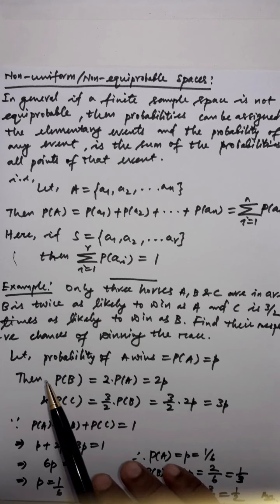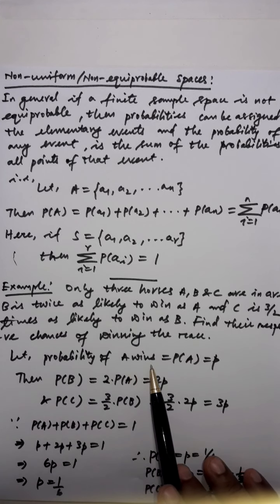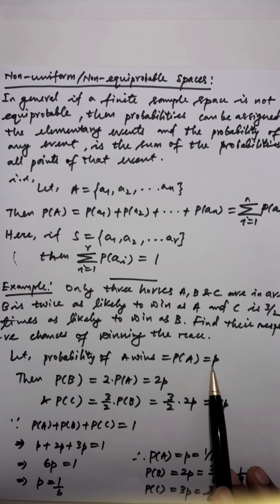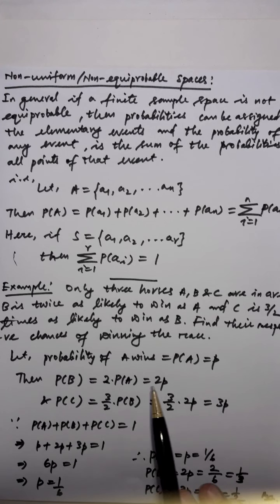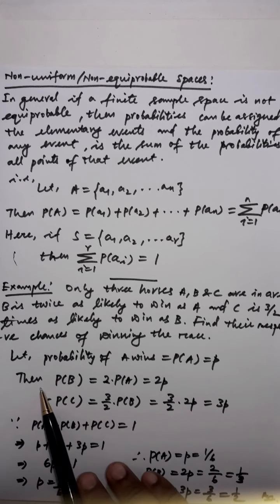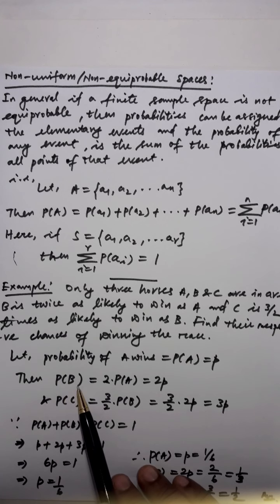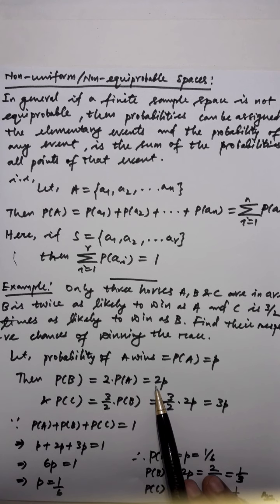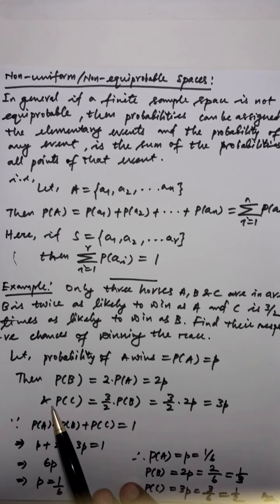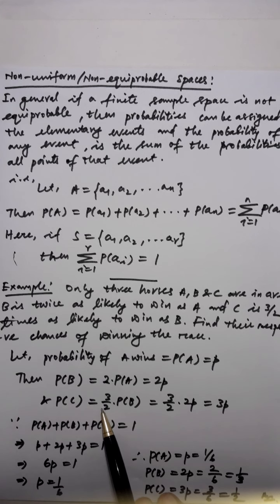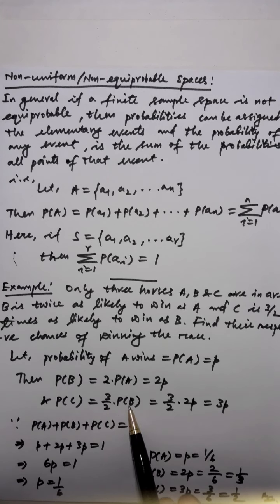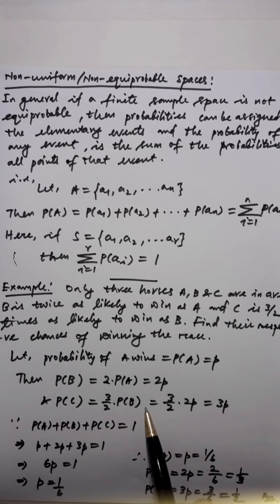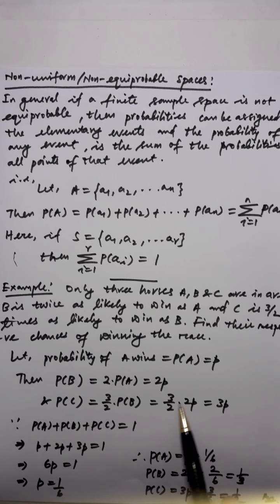So let the probability that the horse A wins be probability of A, which I am writing as small p. Then according to the question, the probability that the horse B wins is twice the probability of A wins, that is 2p. And the probability that the horse C wins is 3/2 times the probability that the horse B wins, that is 3/2 into 2p. After cancellation you will get 3p.